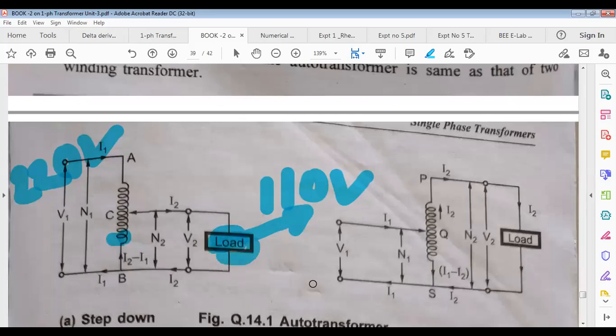So this is the only disadvantage with auto transformer. There is a possibility of short circuit, as a single winding is acting as primary also and secondary also. And if it accidentally gets open, then it can damage the load also. Okay, so this is about the auto transformer.